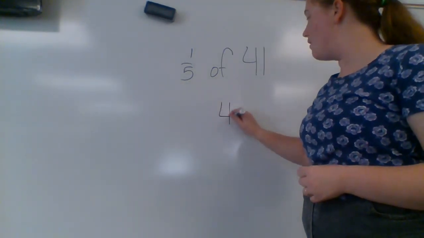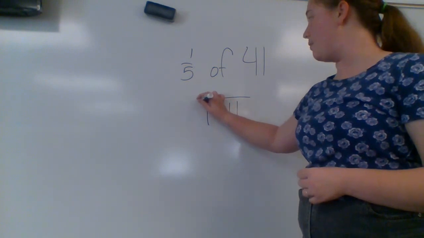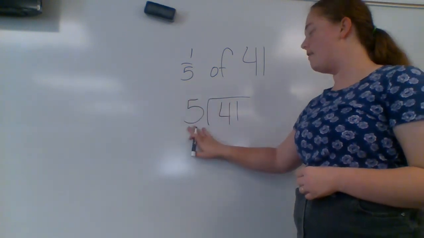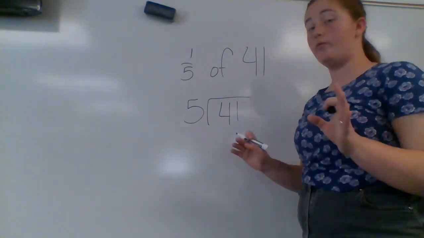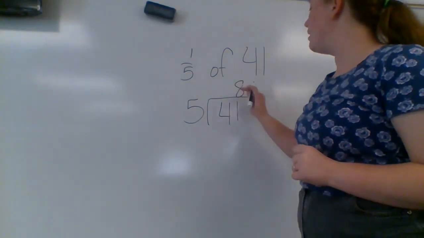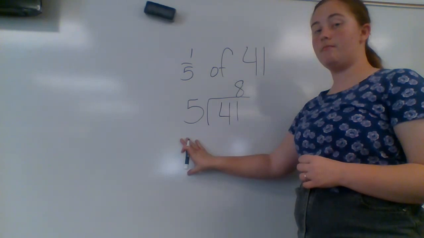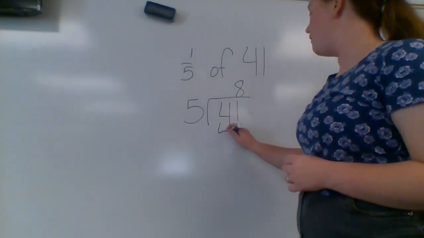Let's go and do this. Underneath it has 41 divided by 5. 5 will go into 41. How many times? Right, let's try 8. 8 times 5 is, right, 40.